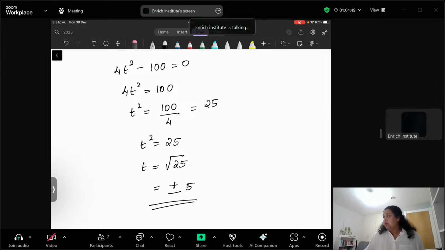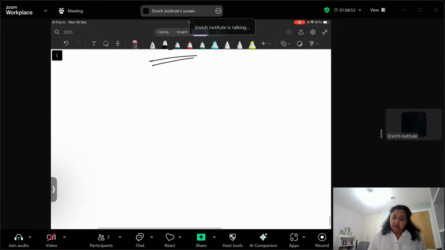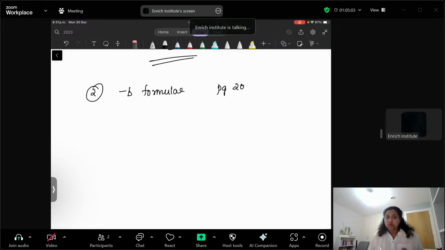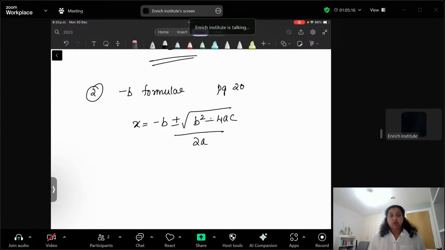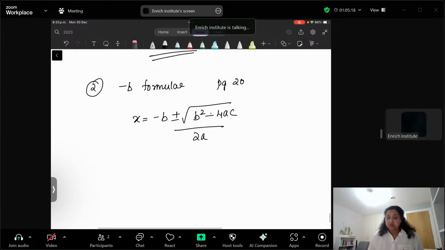Okay. That is one important thing which you have to learn. Now for solving a quadratic, the second method you have is the minus b formula. It is there on page 20 of your formula book. Whenever we are not able to solve it using factorization, you just go to the minus b formula, get it, and then solve it. Minus b plus or minus square root of b square minus 4ac by 2a. I hope all of you know how to solve this.